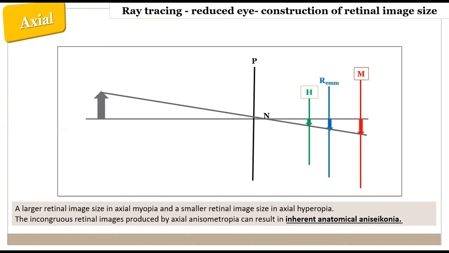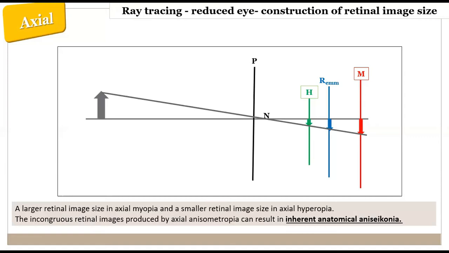axial hyperopia without correction. And these incongruous retinal images produced by axial anisometropia can result in inherent anatomic aniseikonia. So imagine now we have a case with +1 in the right eye and +4 in the left eye. Then the uncorrected retinal image in the more hyperopic eye would be smaller than in the less hyperopic eye.